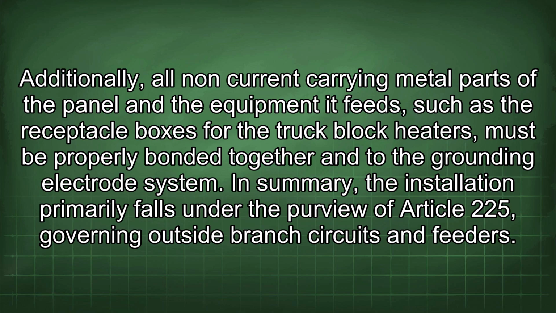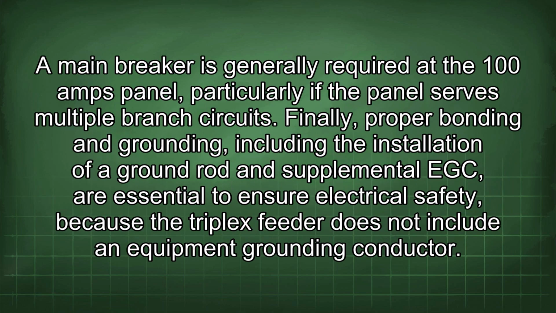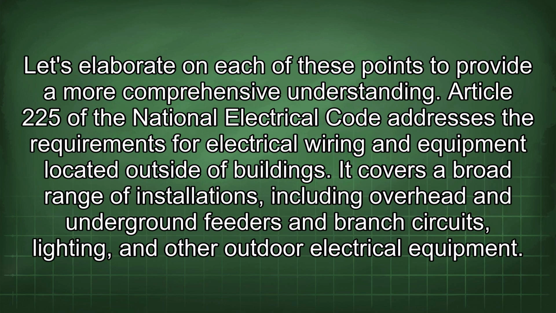In summary, the installation primarily falls under the purview of Article 225, governing outside branch circuits and feeders. A main breaker is generally required at the 100 amps panel, particularly if the panel serves multiple branch circuits. Finally, proper bonding and grounding, including the installation of a ground rod and supplemental EGC, are essential to ensure electrical safety because the triplex feeder does not include an equipment grounding conductor. Let's elaborate on each of these points to provide a more comprehensive understanding.